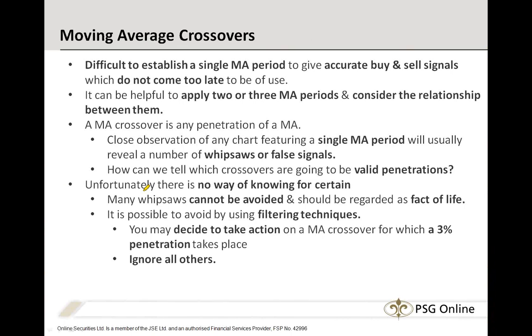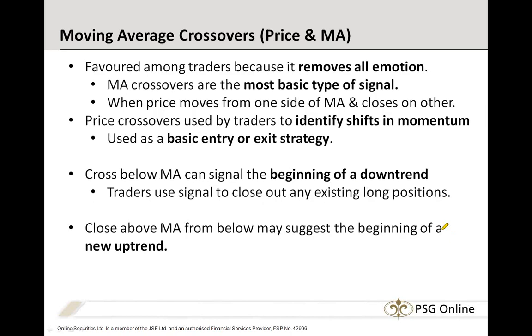So using a combination of different moving averages, you get more accurate buy and sell signals. What's important is to eliminate those false signals. Also, some people like to use some rules. We talk about a valid penetration. Some people like to use 3%. The share price must close at least 3% above or below it. You ignore anything else.